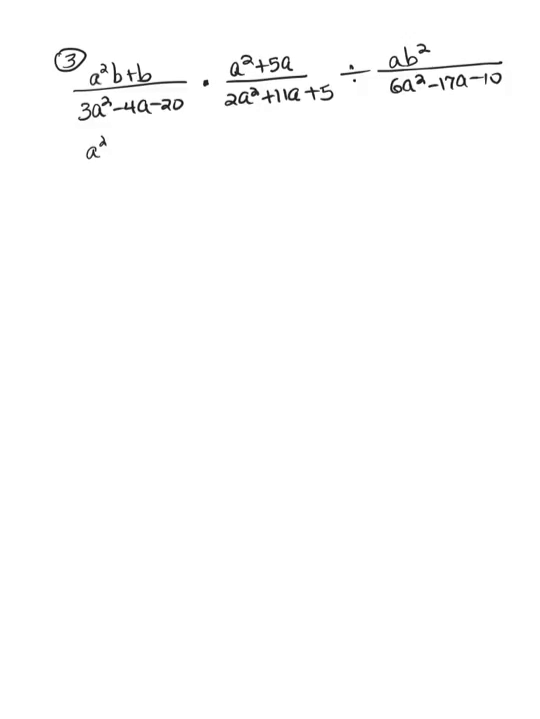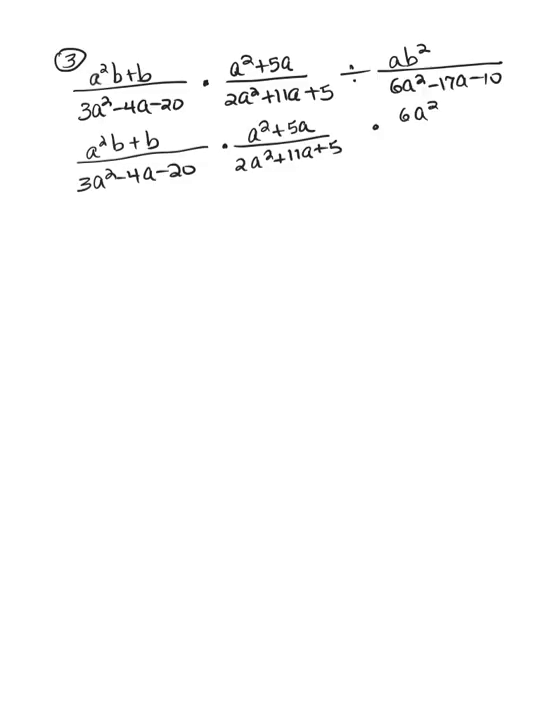So we have a squared b plus b over 3a squared minus 4a minus 20 times a squared plus 5a over 2a squared plus 11a plus 5 times 6a squared minus 17a minus 10 over ab squared. And then we would try to simplify. So pause the video and see what you come up with.